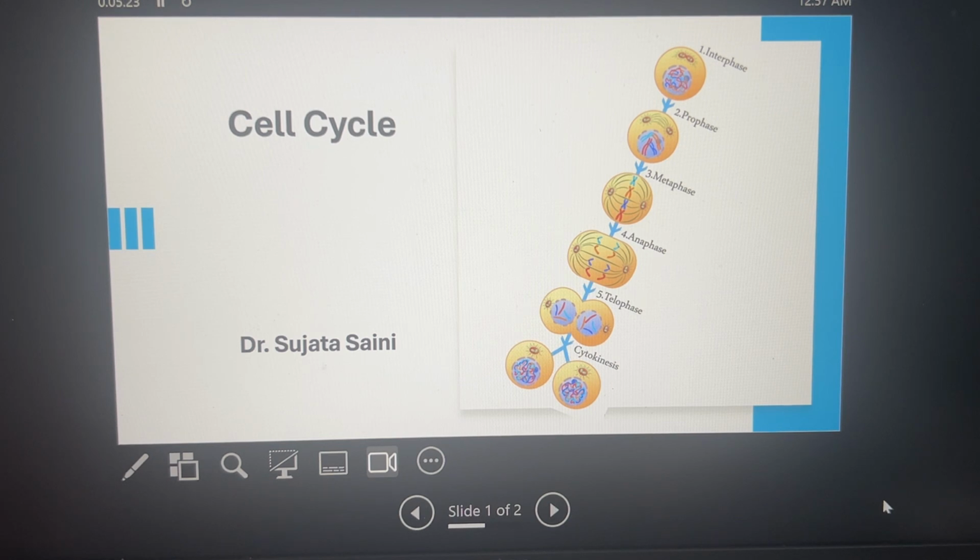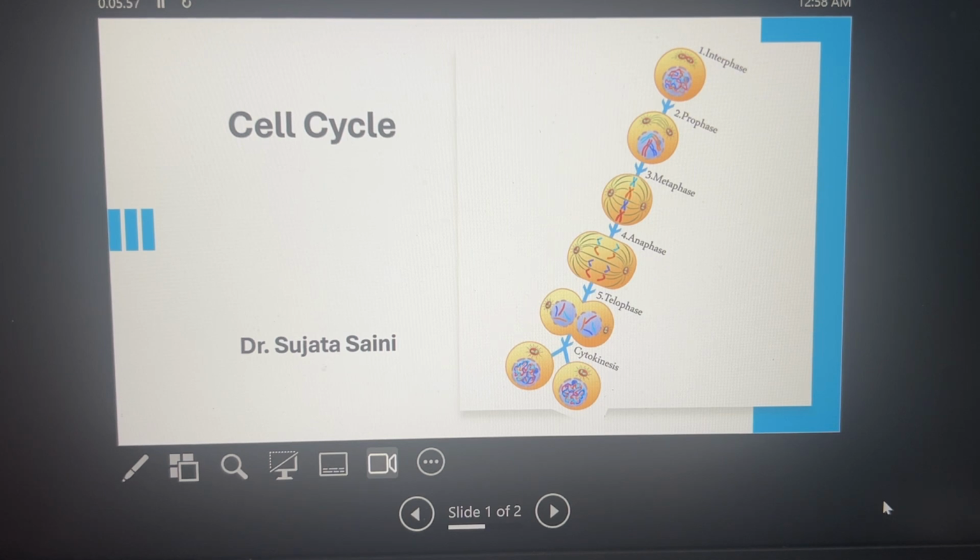Now, first of all, we'll start with the first phase, that is the interphase. It includes the G1 phase, and here the G stands for the growth phase. In this, the cell grows in size and synthesizes proteins and organelles. It performs its normal functions and prepares to duplicate its genetic material. And what is a genetic material? That is DNA.